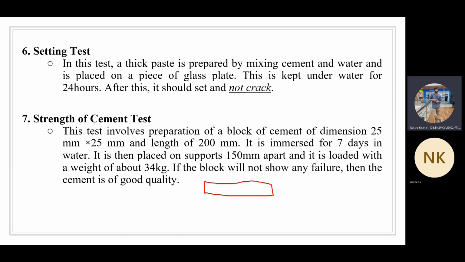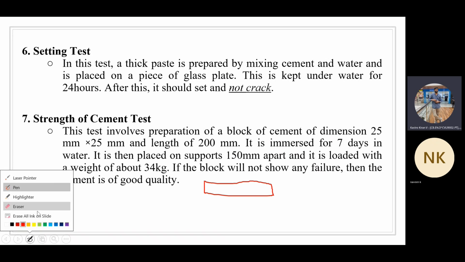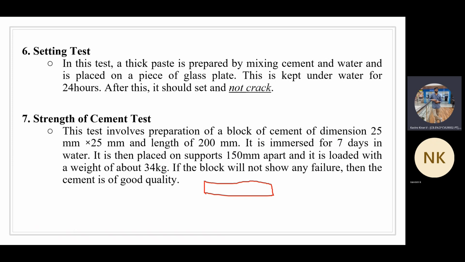After 7 days, this cement block you are going to place on two supports. So you have the cement block, and you place it on the two supports, and the distance between the two supports should not exceed 150 mm. So that means the supports should be placed at a distance of 150 mm.